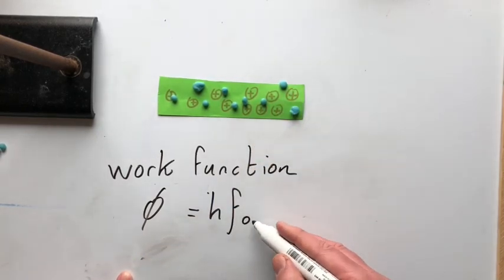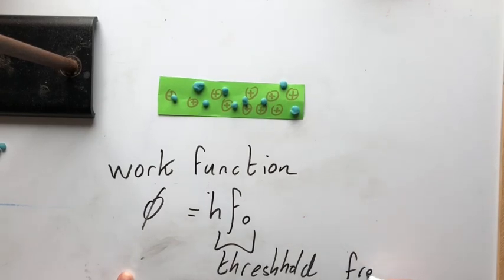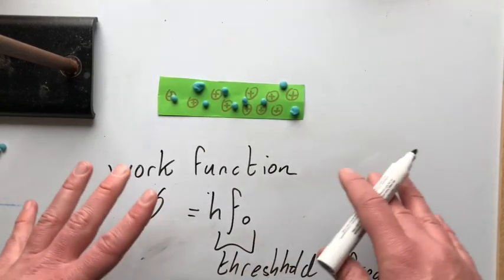We denote it by an f with a little 0, and this is what's known as the threshold frequency. So any frequency below that won't be good enough. Any frequency above it will satisfy the work function and the electrons will escape.